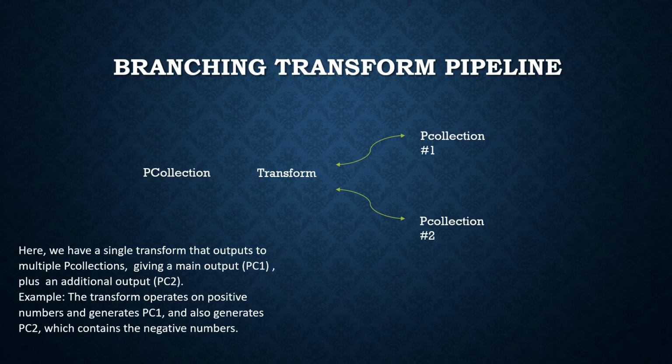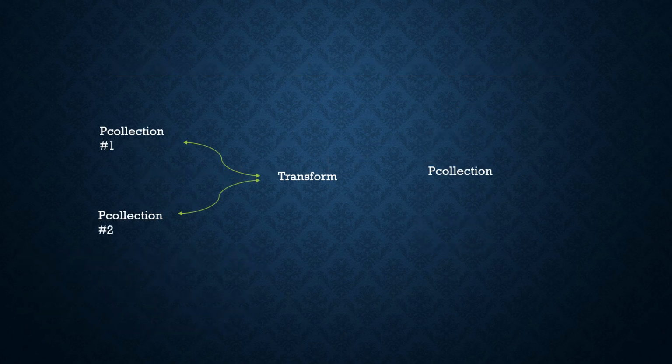A branch can also be formed at a transform. In this particular example, we have a single transform that outputs to multiple PCollections, giving a main output plus an additional output. The transform operates on positive numbers and generates PC1, and also generates PC2, which contains the negative numbers. A pipeline branching can be merged.